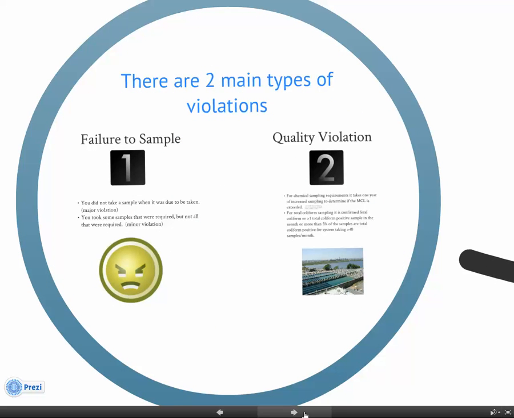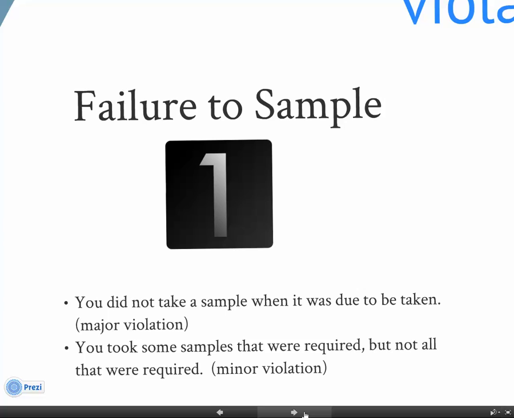There are two main types of violations. The first type of violation that we give out is for a failure to sample, and that is when there's a requirement to sample and the sample was not taken. The second type is a quality violation, but let's talk about this failure to sample first.